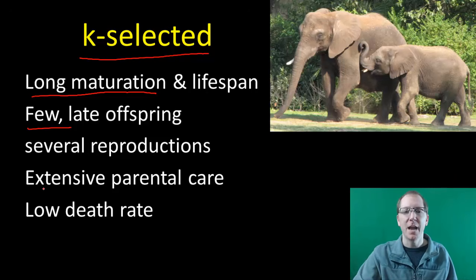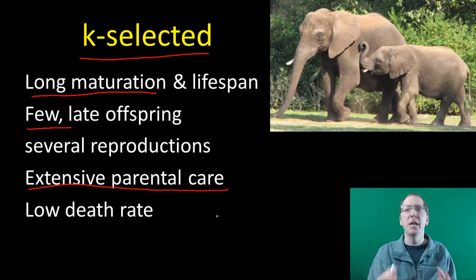And they tend to take care of their kids. So you'll see we do this, elephants do this, birds do this. You tend to say I'm going to have few kids, but I'm going to really focus on them. So you're worried about quality versus R-selected is all about quantity. I'm not going to worry so much about each individual one making it, but I'm going to have so many that some of them will by default.